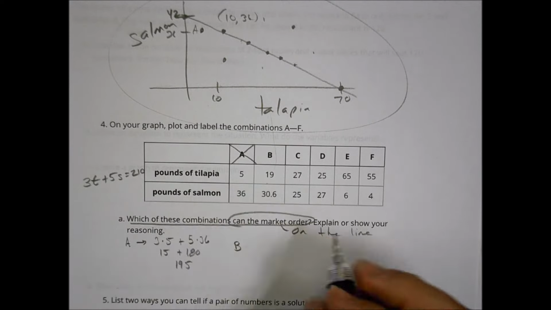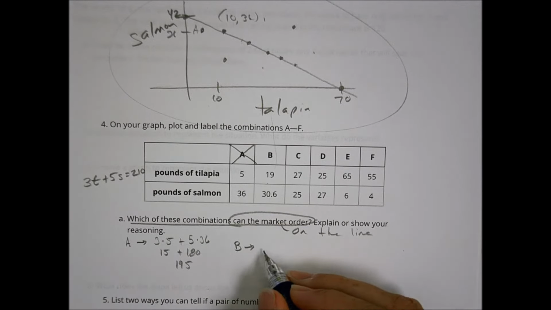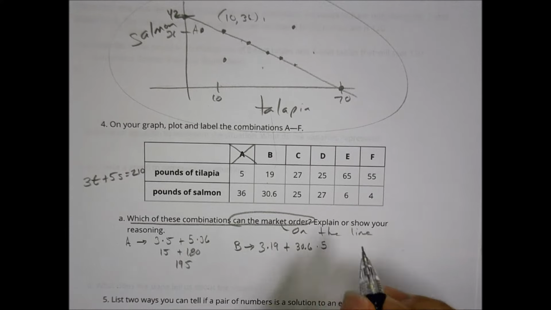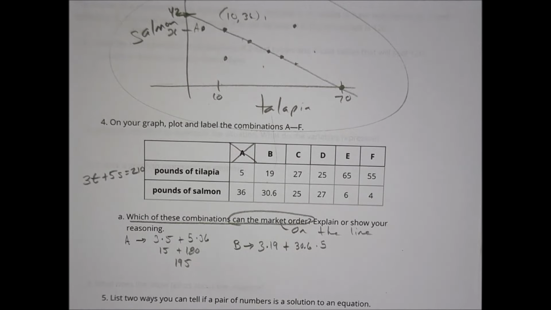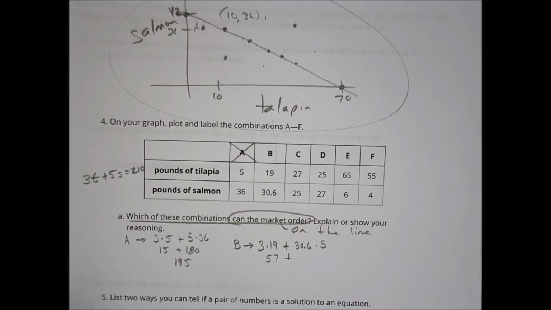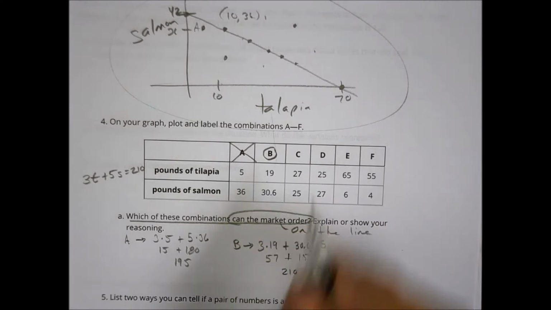That's the goal. So for B, we would say, all right, 3 times 19 plus 30.6 times the 5, and we multiply those things out. 3 times 19 equals 57 plus 30.6 times 5 equals 153. When I add those two things together, I end up with 210. So B would work. Okay?